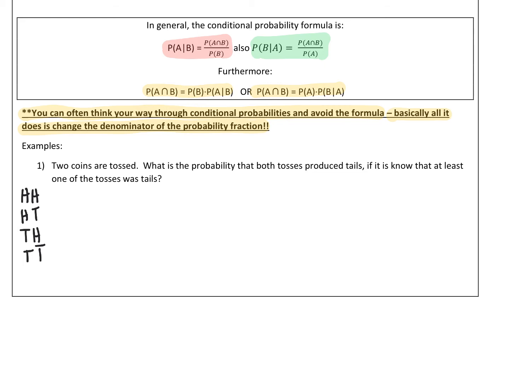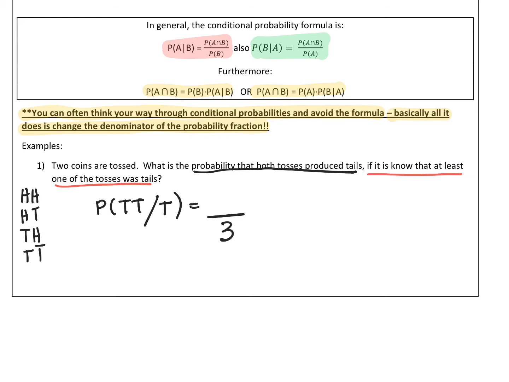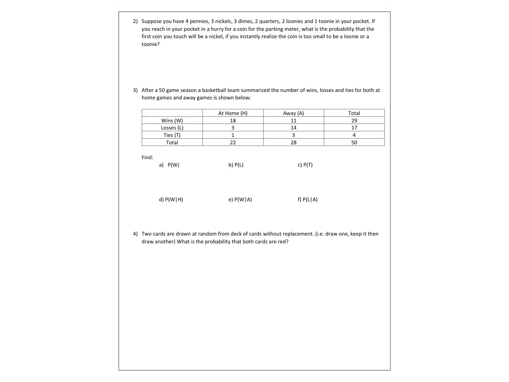So it's basically saying, what is the probability that both tosses produce tails if it is known that at least one of the tosses was tails? So it's saying, what is the probability of getting 2 tails given that I know that I had 1 tail to begin with? So instead of having my 4 possible outcomes, I'm telling you that I know that I have at least 1 tail. That means it's down to only the ones that contain tails. So I have 3 outcomes to choose from, and of those 3, just this last one produces 2 tails. So it's 1/3.